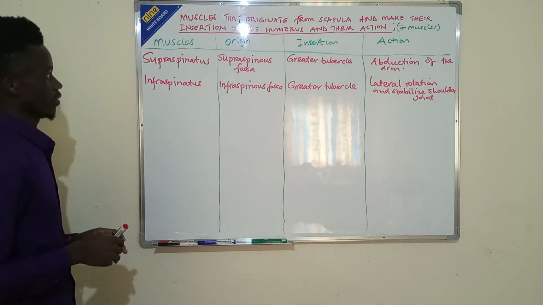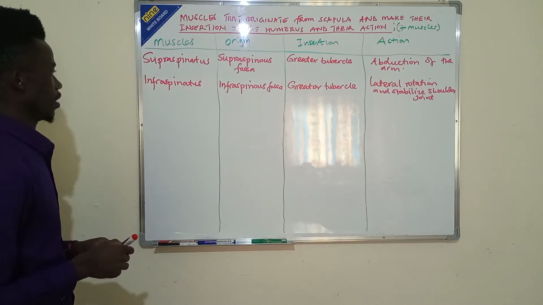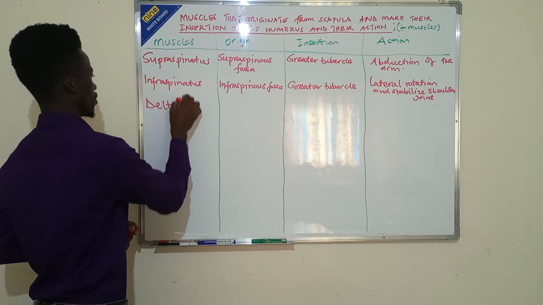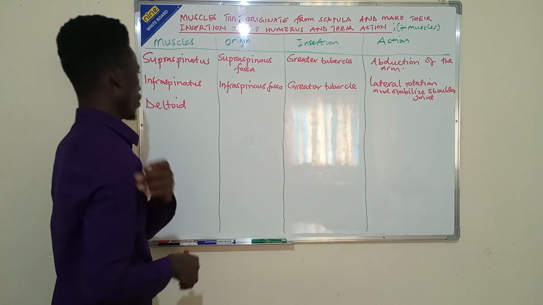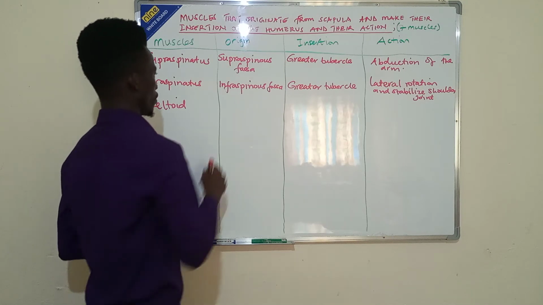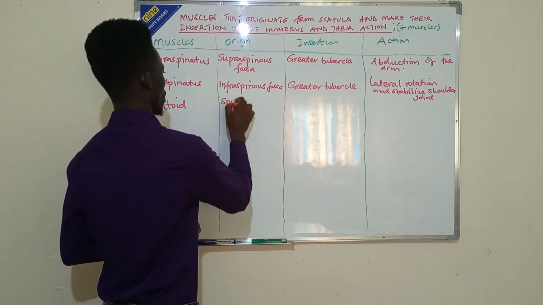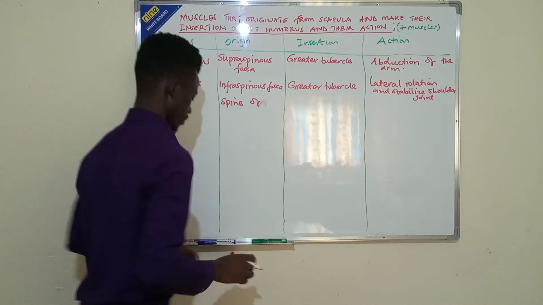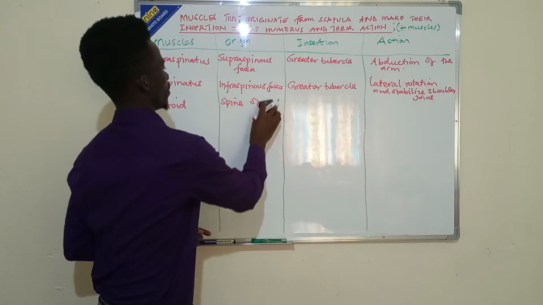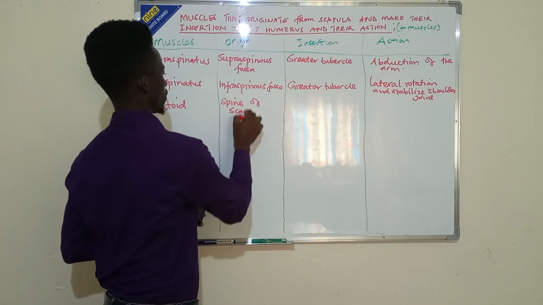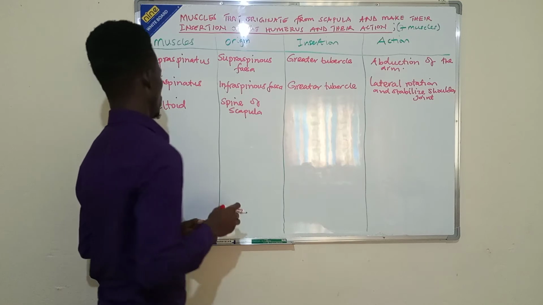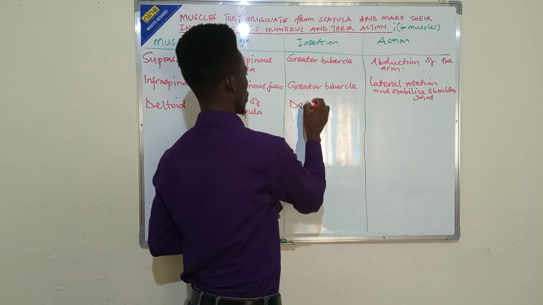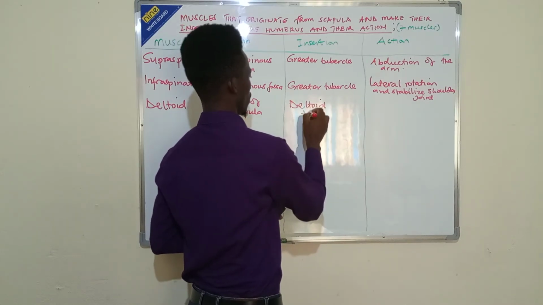Then another muscle that originates from the scapula is the so-called deltoid. Deltoid is the largest muscle that covers the whole of your shoulder joint. It originates from the spine of the scapula, then makes its insertion onto the humerus, specifically along the deltoid tuberosity.